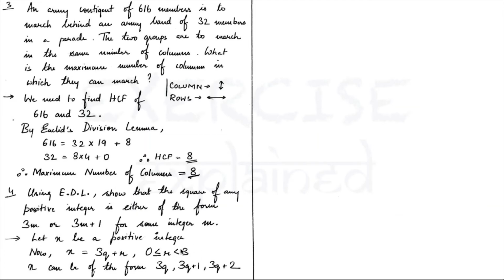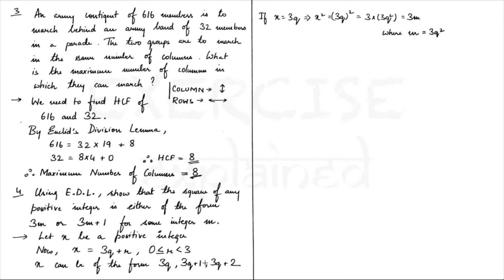So the possible outcomes here are going to be 3q, 3q plus 1, 3q plus 2. Now since the question had asked us square, we will be squaring each of them. So if we square x is equal to 3q, we get x square is equal to 3q the whole square. So that is nothing but 3 into 3q square, because 3 into 3 is 9. So we get 9q square. So here what we get is 3 into m. We consider 3q square as m.